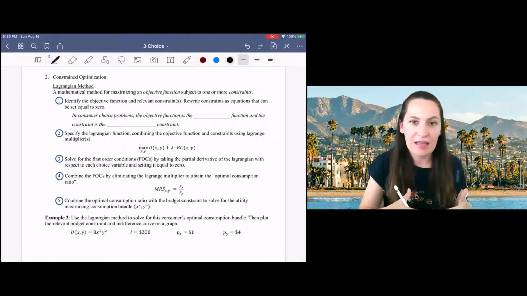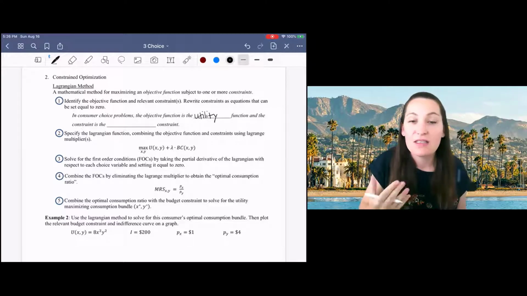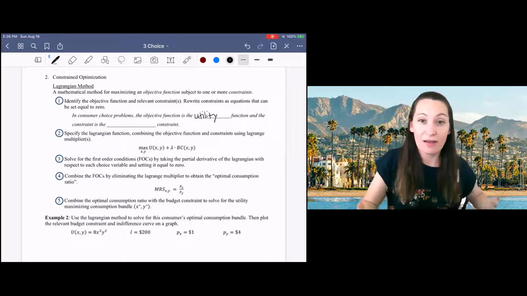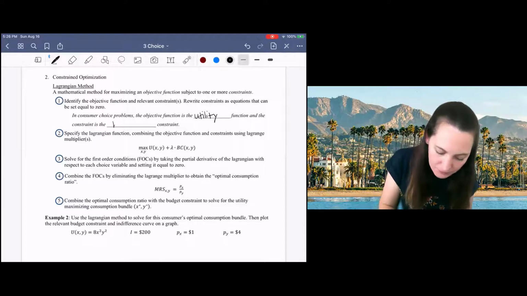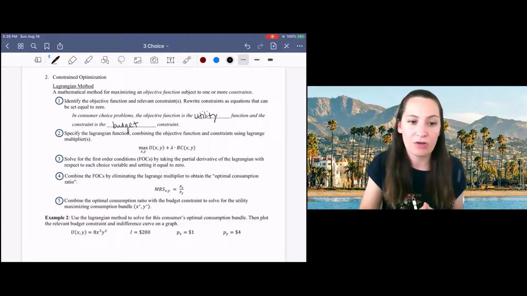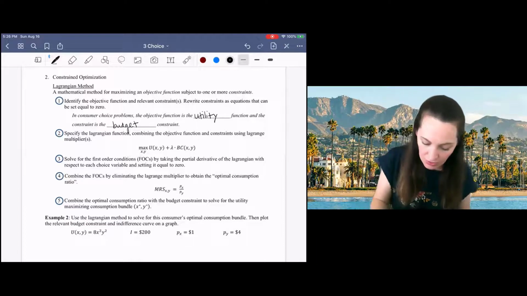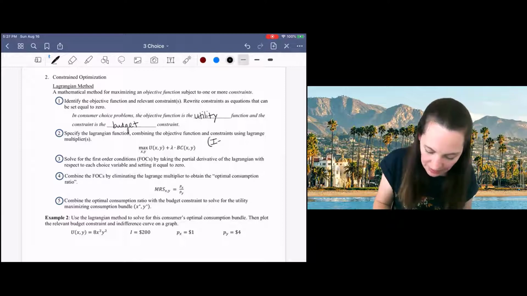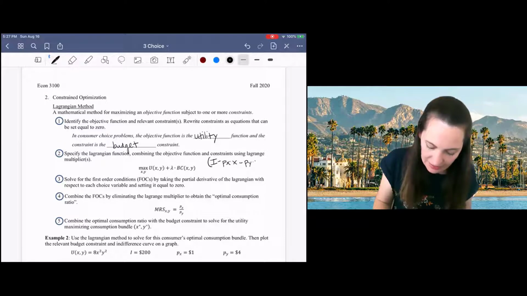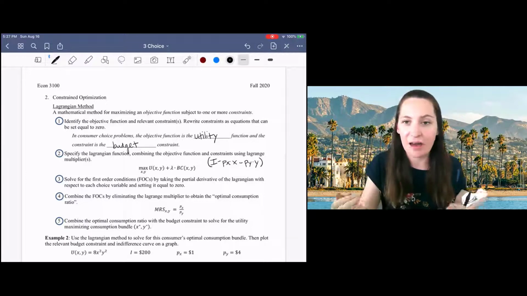In this case, our objective function is going to be our utility function. We are seeking to maximize our utility, our happiness, subject to our budget constraint, constrained by our income. In order to combine those two, we're going to rearrange the budget constraint so that it's equal to 0. The generic form of that will be I minus px times x, minus py times y, so that should be equal to 0 at the optimum.